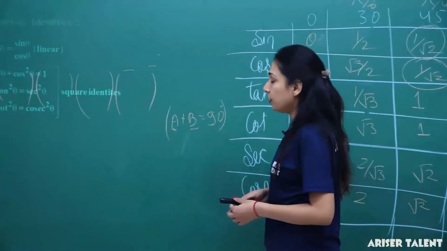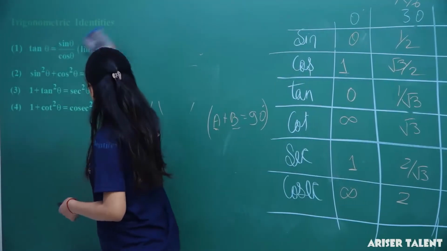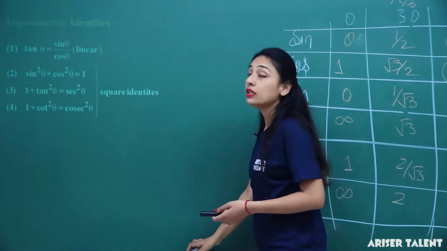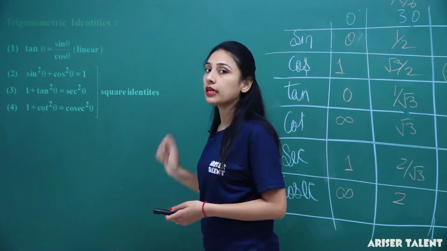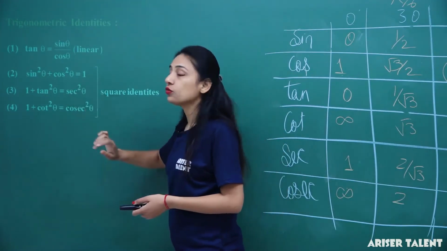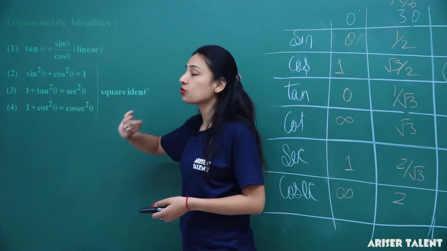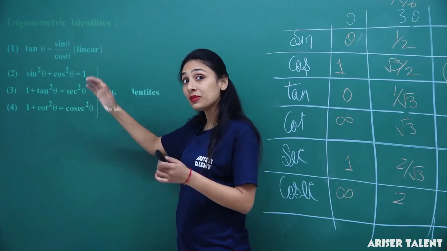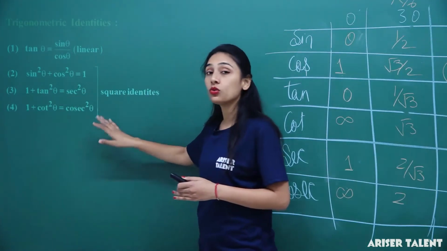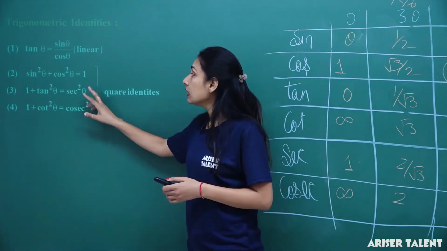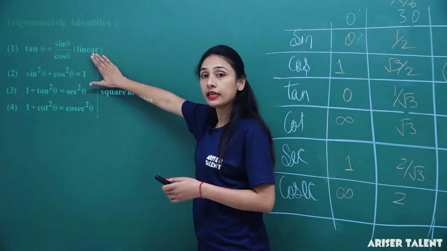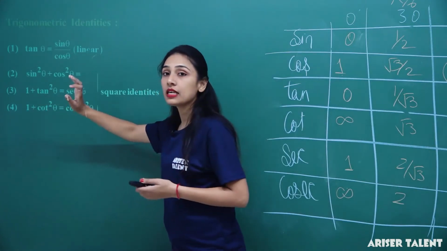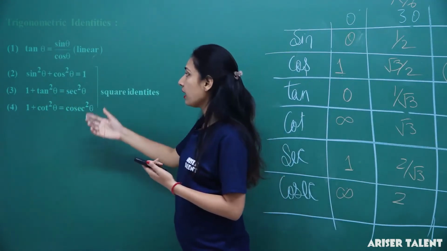And if we move further towards the trigonometric identities, we know tan theta equals sin theta upon cos theta, and sin square theta plus cos square theta equals 1. We use this identity in many questions, so remember it. Then 1 plus tan square theta equals sec square theta. Similarly, 1 plus cot square theta equals cosec square theta. You have to learn these identities. The first is the linear identity, and these three are the square identities, involving square terms.